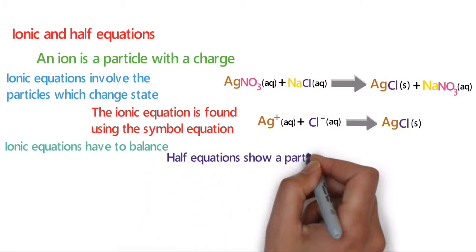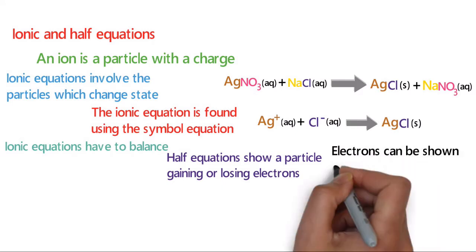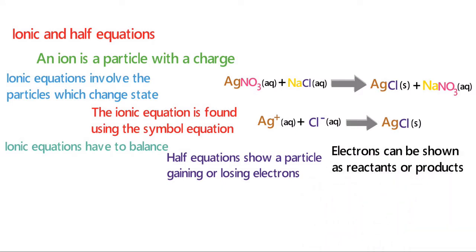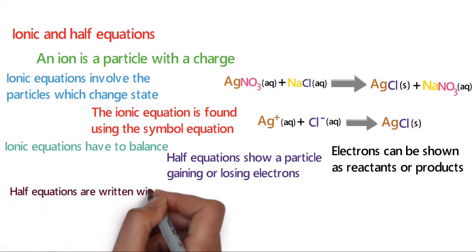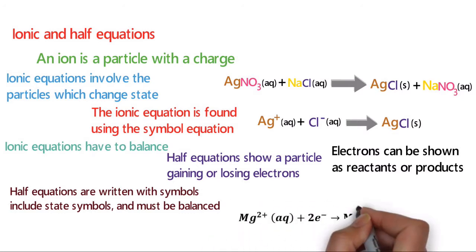Half equations show a particle such as an atom or a molecule gaining or losing electrons. If an atom is gaining electrons, the half equation will have the reactants as the atom and the electrons, with the ion as the product. If an atom is losing electrons, the half equation will have the atom as the reactant, with the ion and electrons as the products. Half equations are written with chemical symbols, include state symbols, and must be balanced. An example of a half equation is this equation.